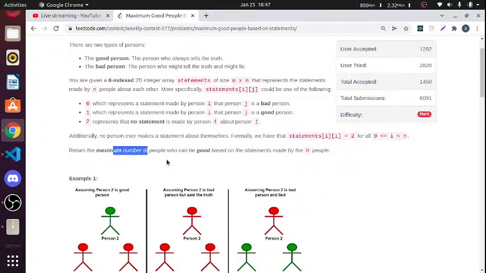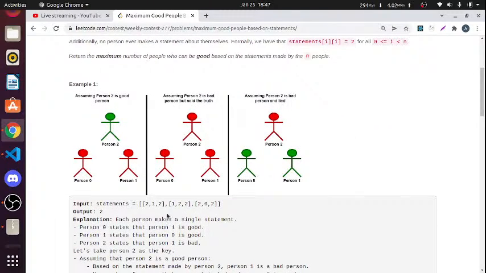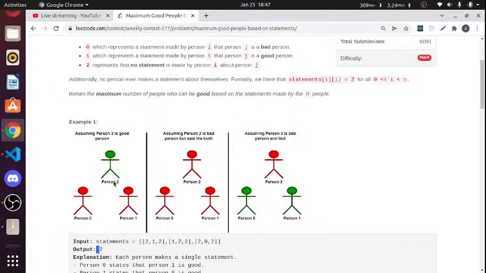Return the maximum number of people who can be good. So if a person is good, then he will tell the truth. Okay. Here the answer is 2, which means there are 2 maximum good people.